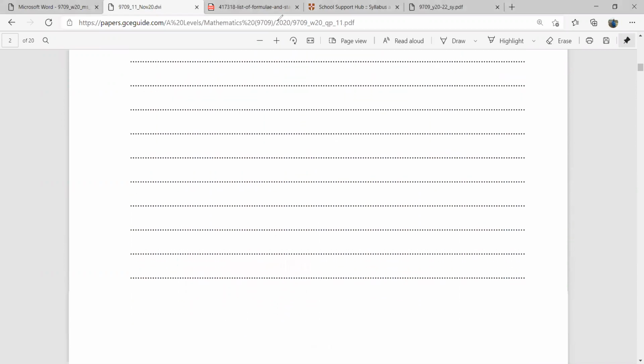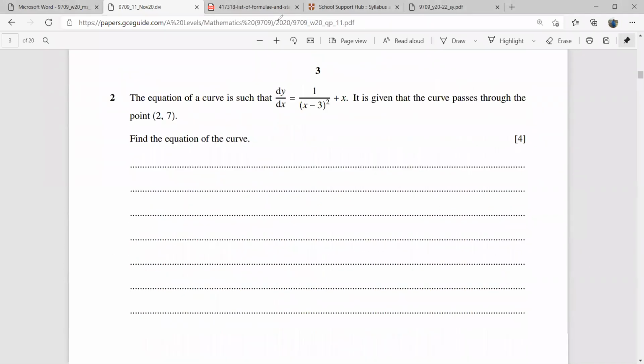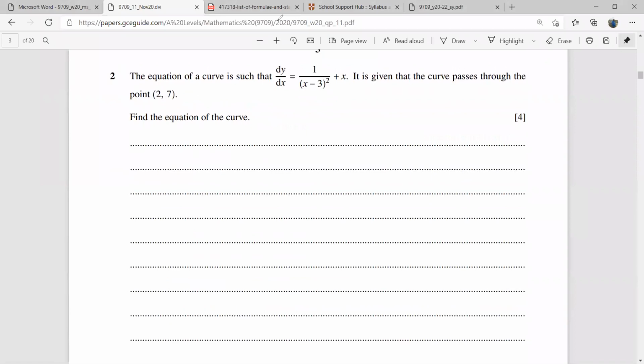Question number 2. Okay, it says the equation of a curve is such that dy by dx is this. It is given that the curve passes through the point 2,7. Find the equation of the curve. There is a typical mistake here. People start finding the equation of the tangent.